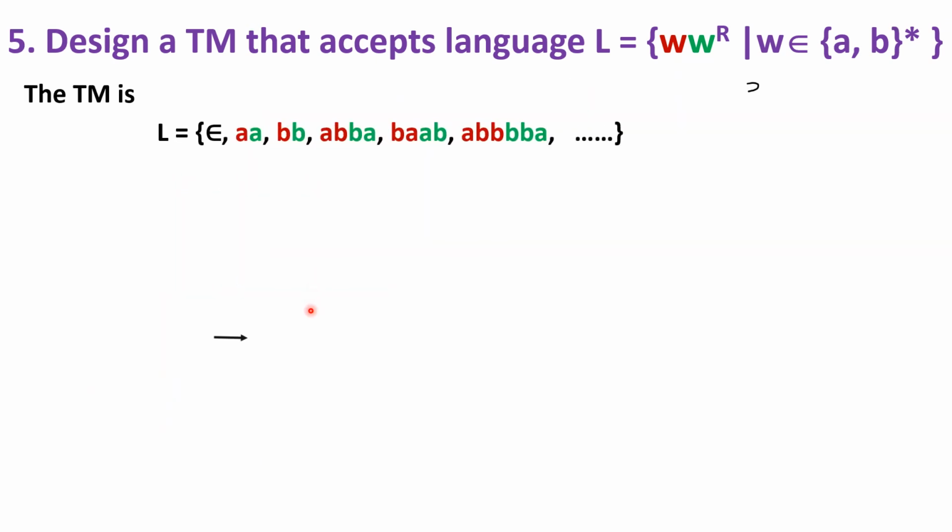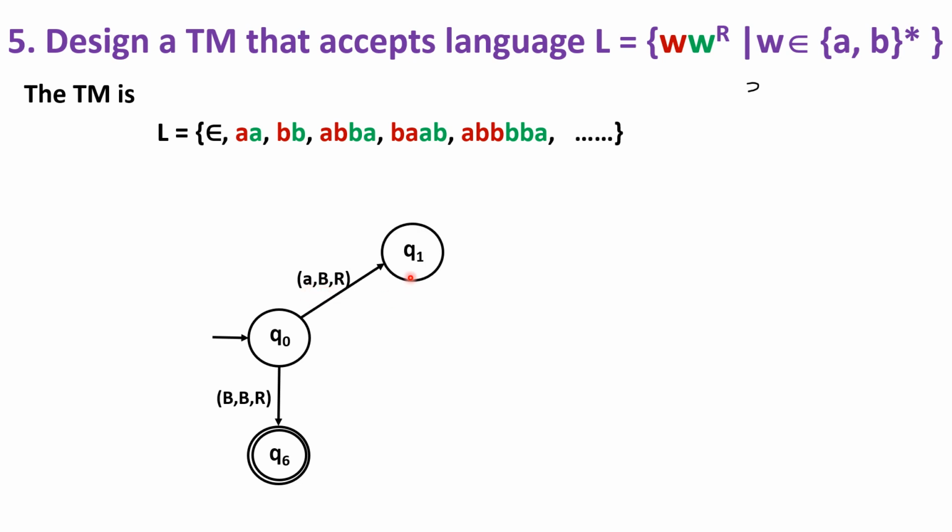So initially we are at the state Q0. For a blank, go to the final state to accept the empty string. Next, if it starts with an A, the first A is replaced as blank. Change the state to Q1.